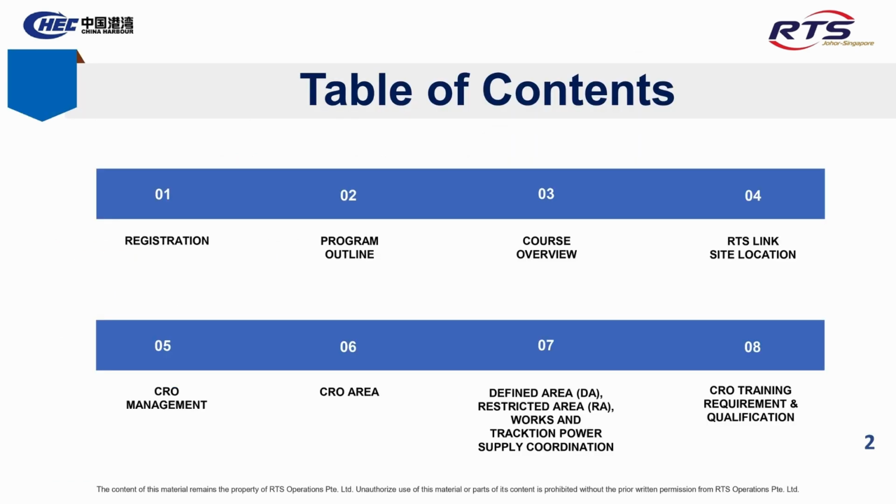Slide 2, Table of Contents. This training covers registration, course objectives, site layout, CRO area classifications, and access protocols. We'll also go through safety requirements, traction power coordination, and qualification criteria needed to operate in the works train environment.